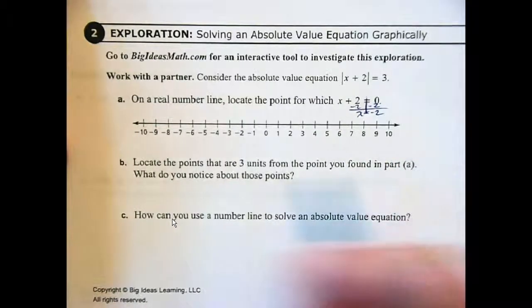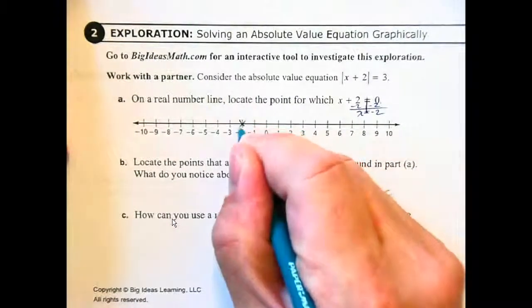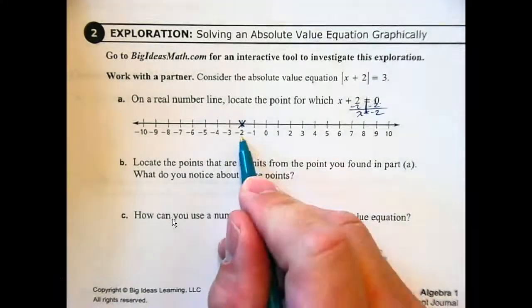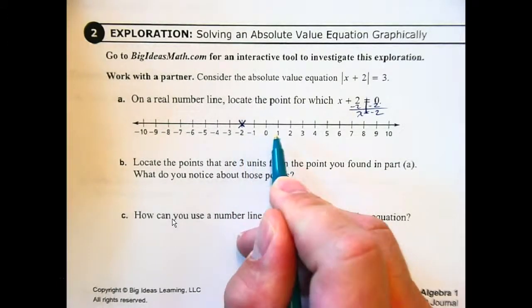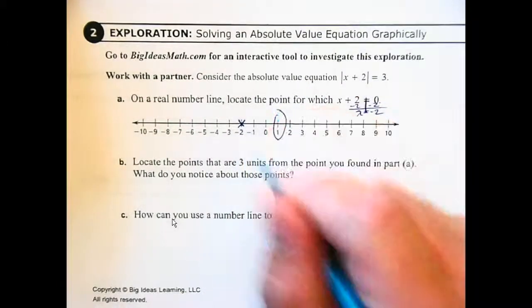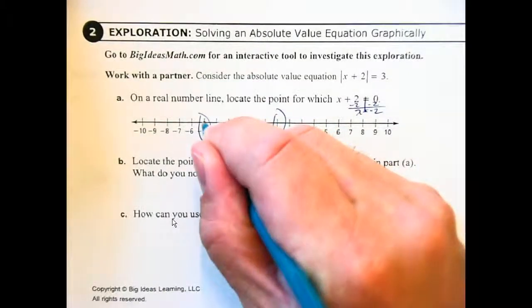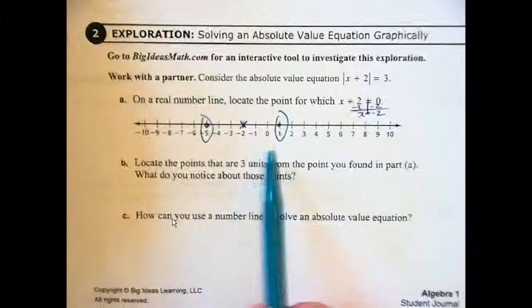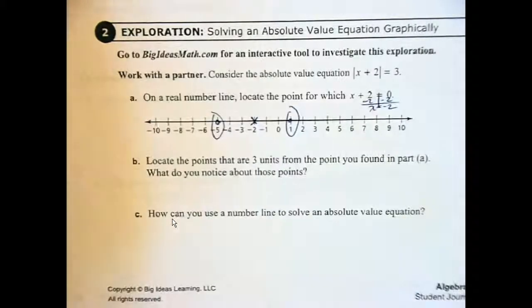Okay, so let's go ahead and locate it on here. It's right there. Now locate 3 units from that point. What values do we get? 1 and negative 5. Note that those were our solutions earlier. So we can graph it that way as well. We can show absolute value that way.